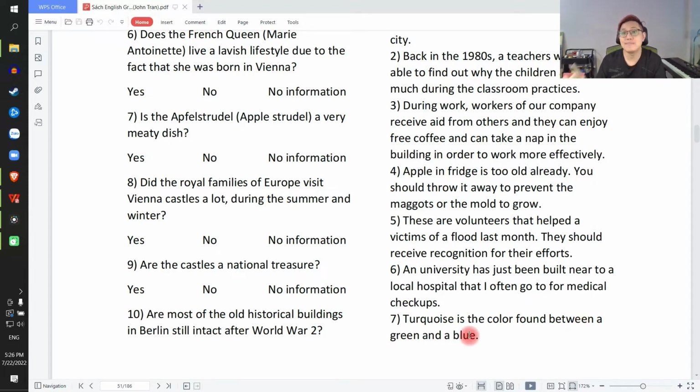Màu xanh lơ là một cái màu, một mà. So a is actually number 1 as well. So turquoise, it's one color or a color found between green and blue. So green and blue are color, there's no article before that. Xanh lơ là một cái màu được tìm thấy giữa cái màu xanh lá cây và màu xanh dương, thì mấy cái màu này làm gì có mạo từ đứng trước nữa đâu.